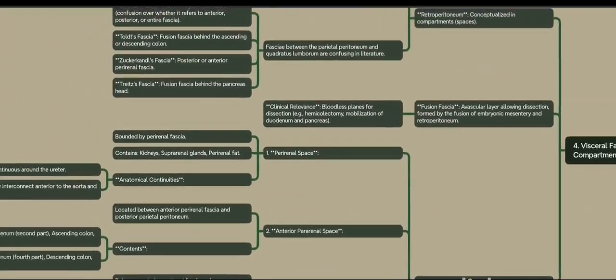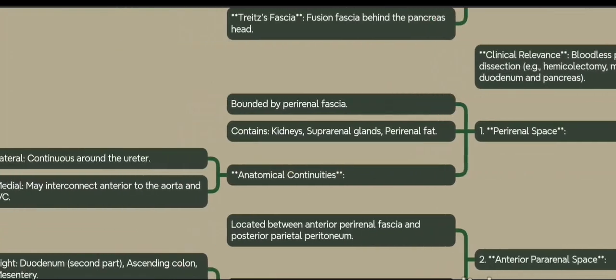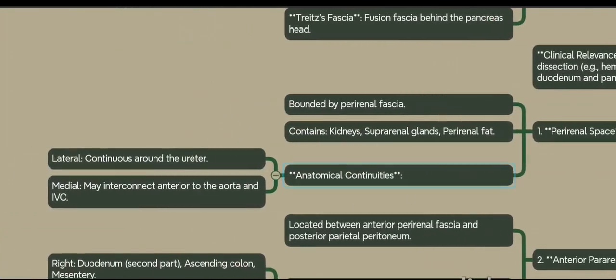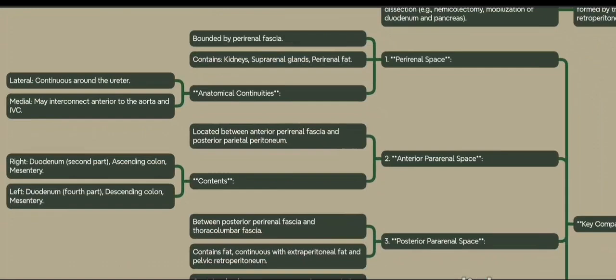What are the key compartments? First one is the perirenal space. It is bounded by the perirenal fascia. It contains kidneys, suprarenal glands, and the perirenal fat. What are the anatomical continuities of the perirenal space? Laterally, it is continuous around the ureter. Medially, it may interconnect anterior to the aorta and the IVC. So the perirenal space, bounded by the perirenal fascia, contains kidneys, suprarenal glands, and the perirenal fat, continues around the ureter, and may interconnect anterior to the aorta and the inferior vena cava.